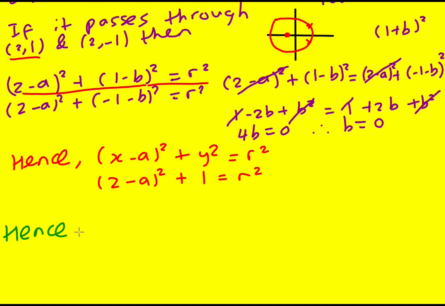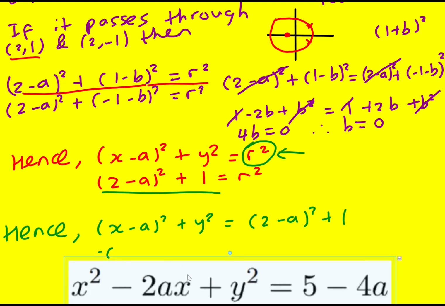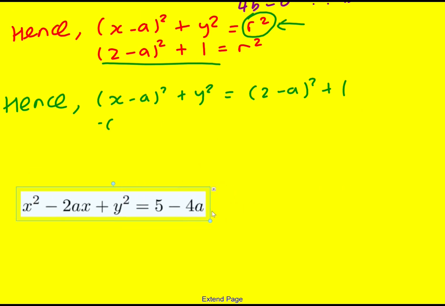Hence, x minus a squared plus y squared is going to equal 2 minus a squared plus 1. I've just taken my new equation and substituted my new value of r in that we found. Now in the final answer, here it is, they've expanded the brackets. So that's all we've got to do and show that we can get this.